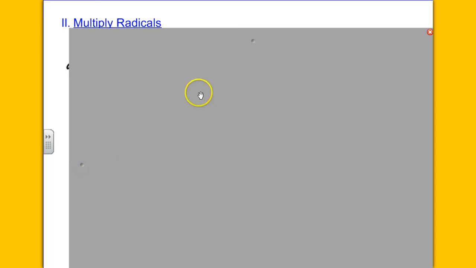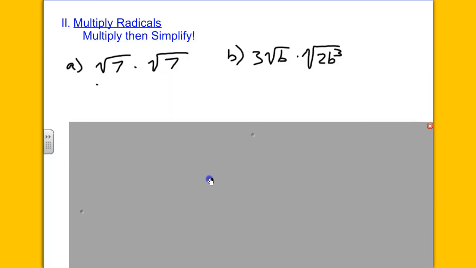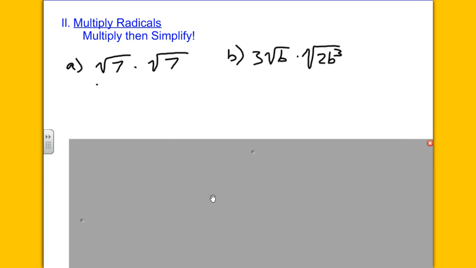Multiply radicals. So this is, again, using what we just talked about with our product property. When given the product of radicals, we just multiply and then we simplify. Simplified radical expression is our answer.